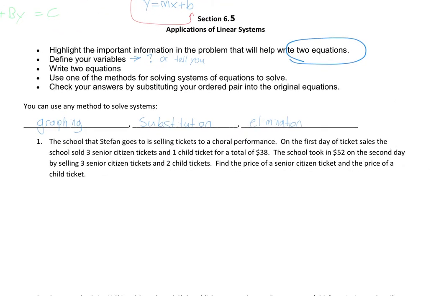So let's check this first one out. The school that Stephen goes to is selling tickets to a choral performance. On the first day of ticket sales, they sold 3 senior citizen tickets. Notice how I'm highlighting the important information. And 1 child ticket for $38. That's a part whole. We did some of that, and then it totaled to that. Second day, $52 for 3 senior citizen and 2 child tickets. It says find the price of a senior citizen ticket and the price of a child ticket. That's telling us what our variables are.